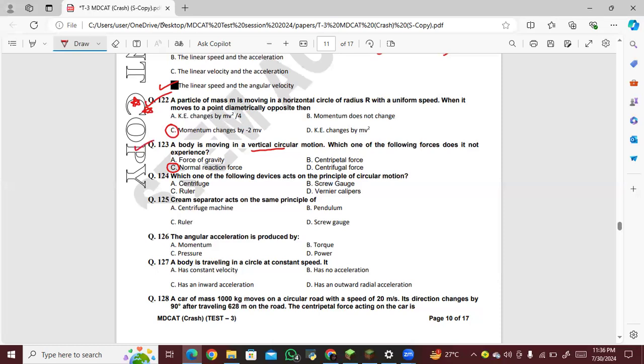Which one of the following devices acts on the principle of circular motion? It is the centrifuge. A steam separator acts on the principle of the centrifuge.